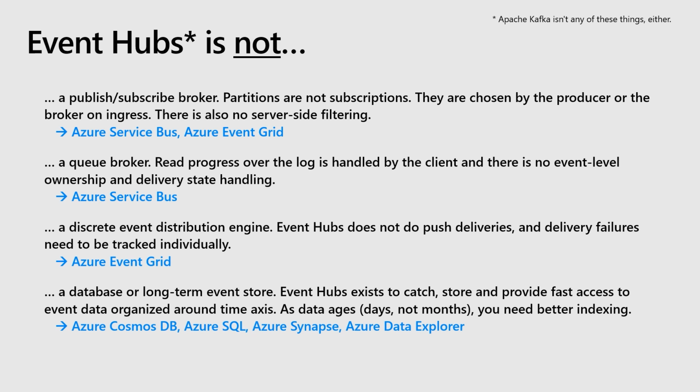It's also not a discrete event distribution engine. It does not push deliveries. It doesn't track delivery failures as you are calling webhooks, etc. Event Grid does that work. And it's also, and that's important, not a long-term event store. It's a terrible database, and I'm saying that about my own product. So if you are of the school of event sourcing, or if you believe that all the events of the world need to be stored forever, and you really think you want to reconstitute a database from original data that is 4 years old, okay.